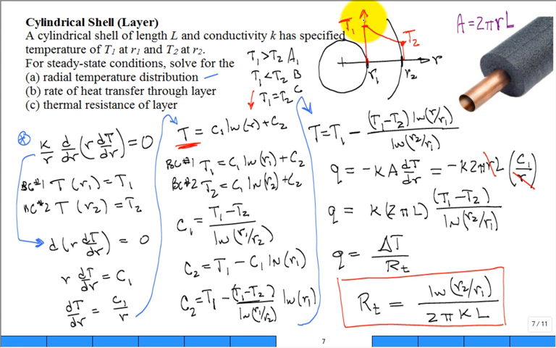So, I tried to emphasize that. So T1 is greater than T2 in this sketch that I showed right there. Okay, and that's common to think about a hot pipe being cooled. So the temperature's high on the inside, low on the outside. I think conceptually that's a little easier that way.